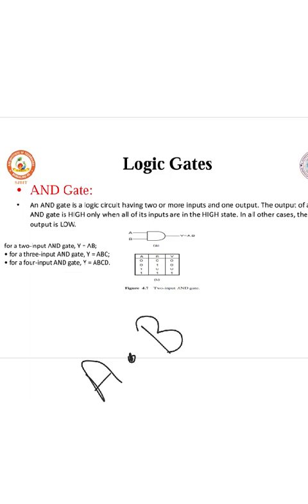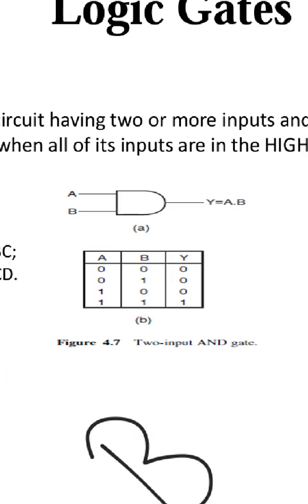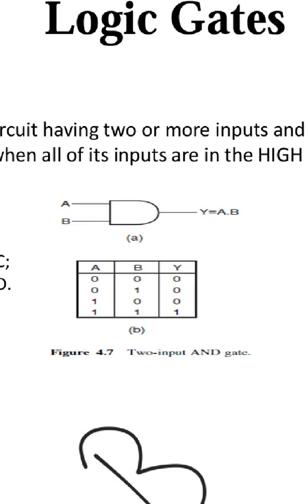In the same way, you can see the table here for the 2 input AND gate. When both the inputs are low, the output is 0. 0 0 gives 0, 0 1 gives 0, 1 0 gives 0, 1 1 gives 1. What it says is, when all the inputs are high, the output will be high.